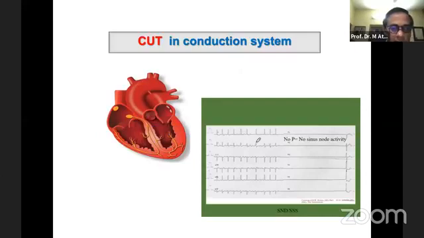And when the conduction system is separated from one another, there will be some changes. If the SA node is separated from here, we can see the absence of SA nodal activities like this. So how can the ECG tell the anatomy of the heart? This is the reason I want to show this.